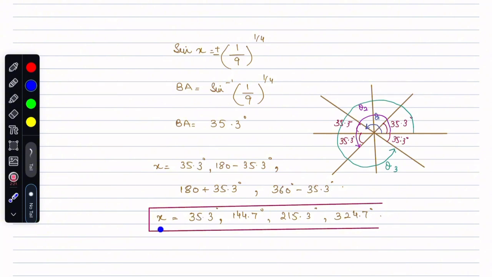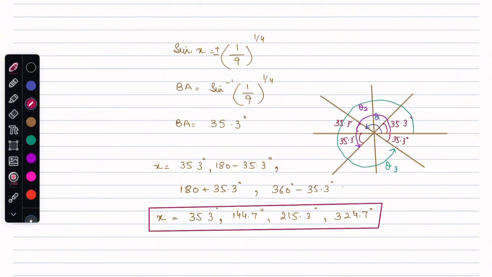So general angles then will be equal to 35.3 degrees, 144.7 degrees, 215.3 degrees, and 324.7 degrees here. So this is then going to be the solution for this question.